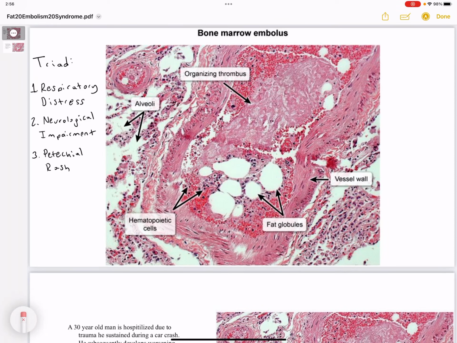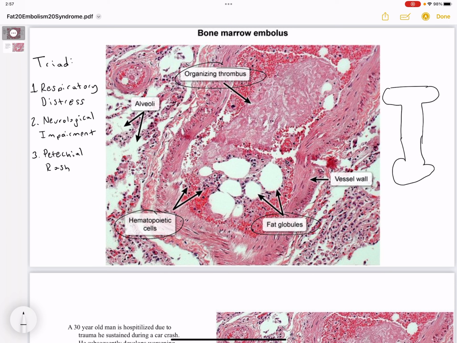In this histological slide of the lung, what we see are these organizing thrombus, fat globules, as well as hematopoietic stem cells. Now, this histological slide is going to be an example of fat embolism syndrome. Fat embolism syndrome is most commonly going to occur due to a pelvic fracture or a long bone fracture.